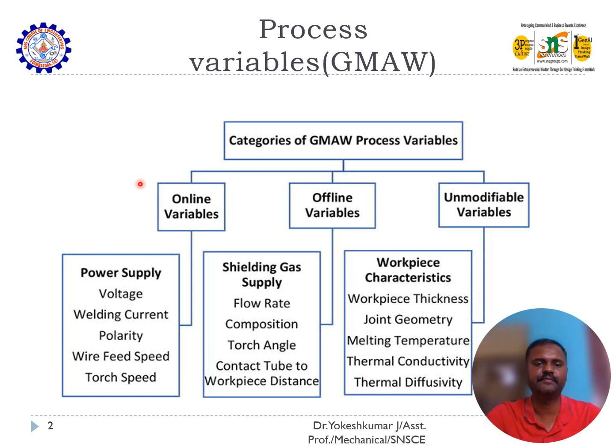Coming to the online variable, we have the power supply, which is related with the online variable. We can control the voltage, the welding current, the polarity of the welding process, the wire feeding speed and the torch speed. By controlling these, we can alter the mechanical and metallurgical properties. We can get different types of joints with different metallurgical properties, that is called microstructural changes, followed by mechanical changes.